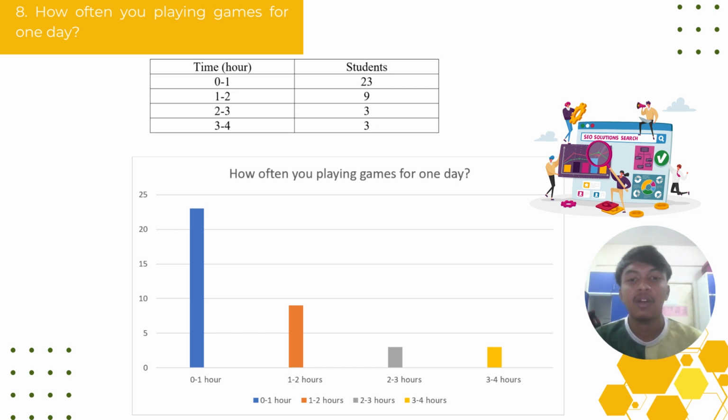For question 4, we ask how often students play games in one day. The data in the table shows the majority of students, which is 23, play below 1 hour. Next, students play in the range of 1 hour until 2 hours. 3 students play between 2 hours and 3 hours. And lastly, 3 students play above 3 hours in one day.